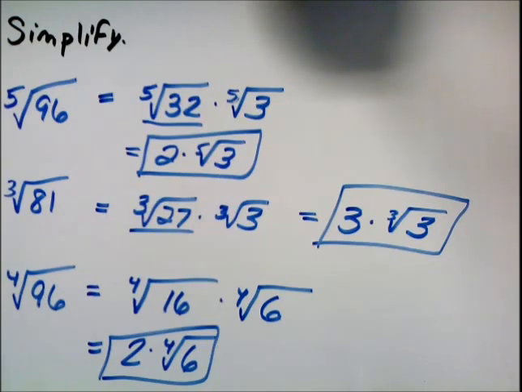So it's helpful to have the list of perfect third, fourth, fifth powers, just because you're not as familiar with them as square roots. They don't jump out into your head, but the good news is they're shorter lists than perfect squares.